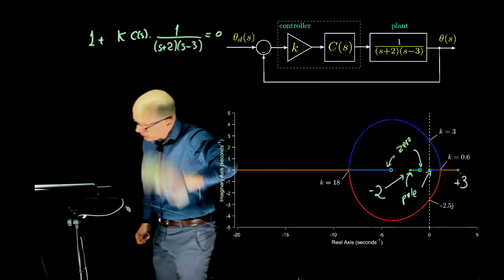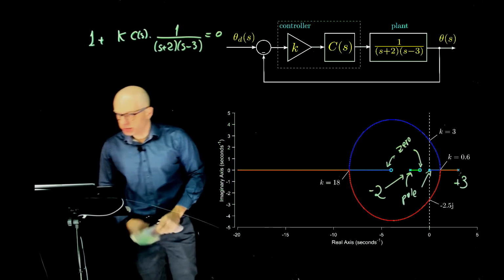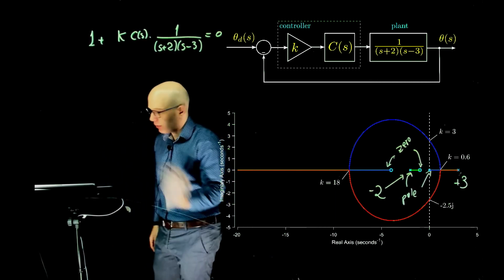Okay, next one: a proportional controller can stabilize the system. That's false. We discussed that one in the beginning.